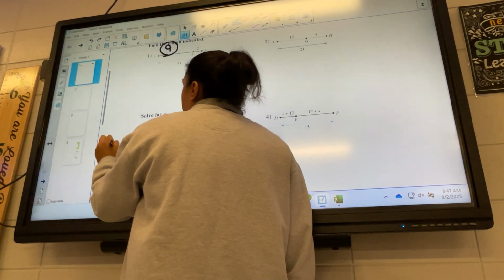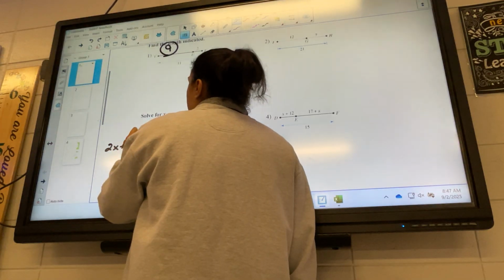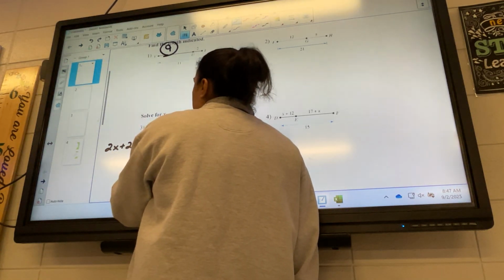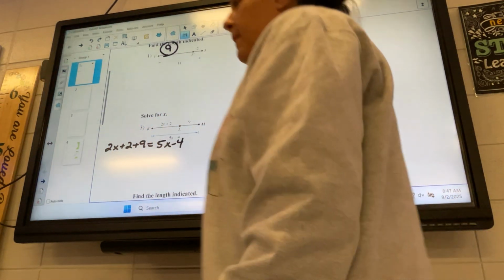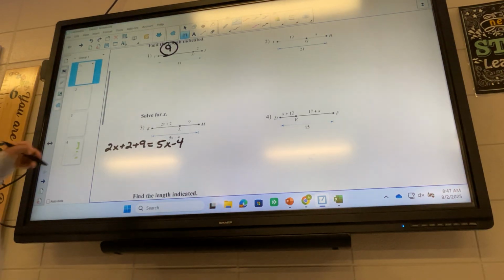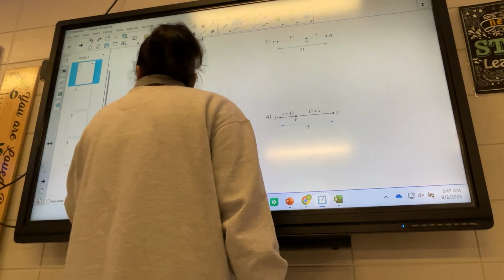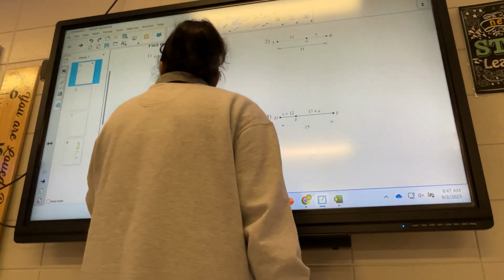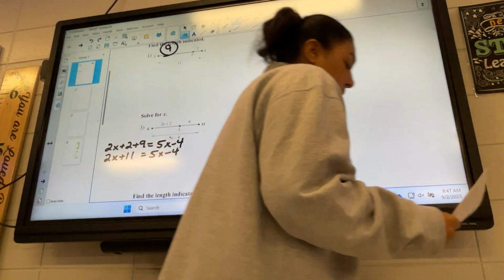Okay, so we got 2x plus 2 plus 9 equals 5x minus 4. Okay, and again, I didn't edit these from the other day, so I did not leave you enough room, so write small. Okay, so who can get combined? 9 and 2. So I'm going to get 2x plus 11 equals 5x minus 4.